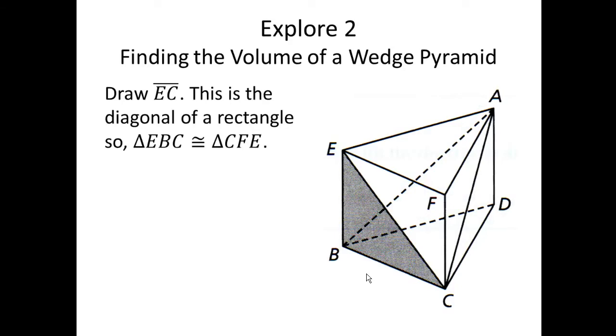Well, to figure this out, the first thing we're going to do is draw in the line segment from the point E to C. Since this is the diagonal of a rectangle, notice that the reason I know this is a rectangle is because I constructed EB and FC to be congruent. Not only that, but I know that these are right angles by construction. So basically what I've done here, by drawing in this line segment EC, is created two congruent triangles.